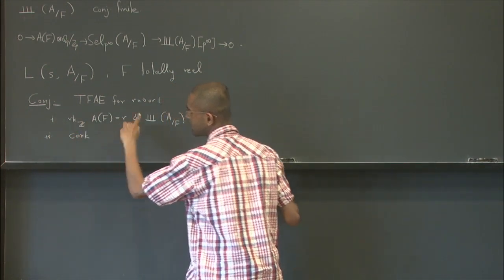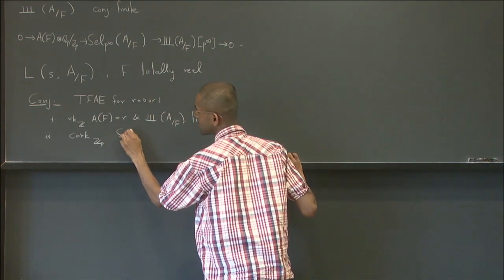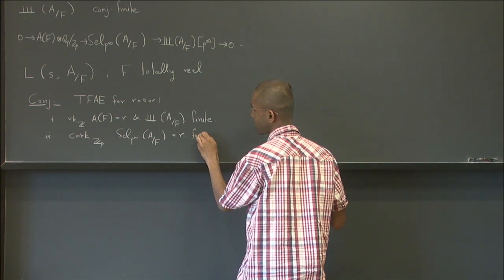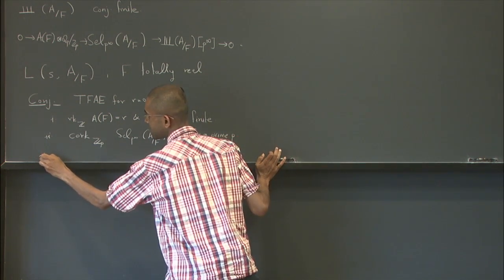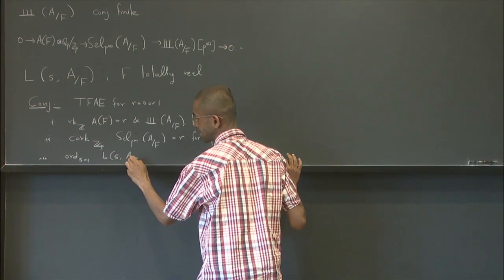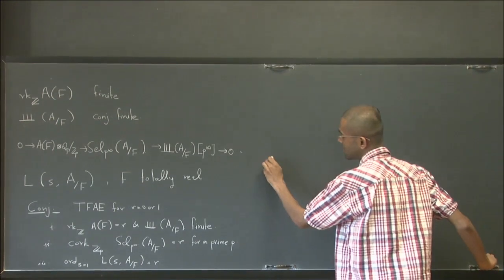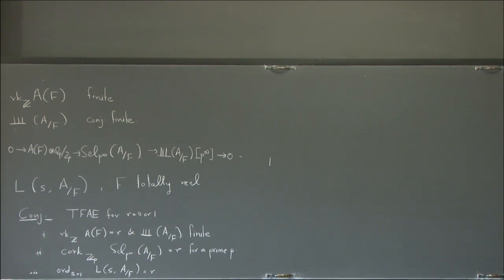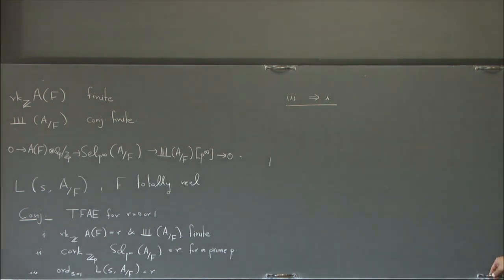This sort of can look at p-parts from this Selmer group. And the rank part of BSD involves certain complex analytic information. One implies two is just definition, and three implies one.